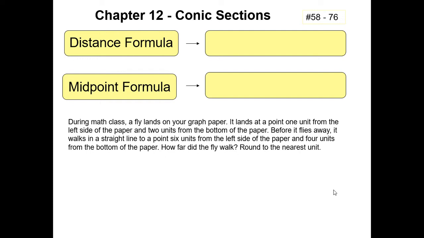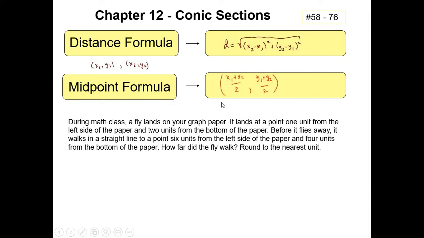So when we're dealing with conic sections, a couple things we have to remember. First of all, we're going to take a look at points (x1, y1) and (x2, y2), and the distance formula: the distance between those 2 points is the square root of (x2 minus x1) squared plus (y2 minus y1) squared. My midpoint formula is (x1 plus x2) divided by 2, (y1 plus y2) divided by 2.